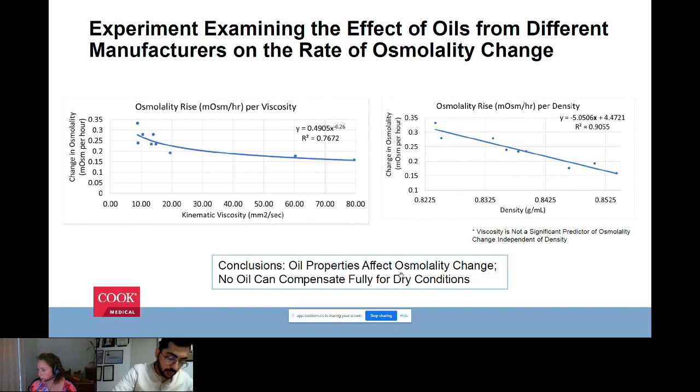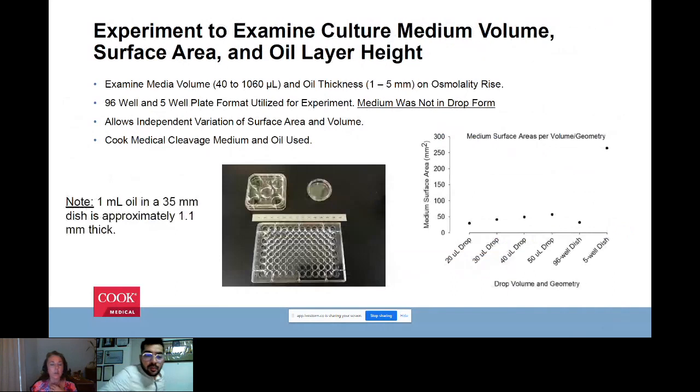While media preparation oil is exposed for a long time at room temperature, does it affect embryo formation? Okay, so if you do take too long to prepare your dishes at room temperature, it does actually have an effect, but it does depend also on the surface area, which is also what we looked at. So that's where this experiment came into place. We tried to examine the culture media volume, surface area, and oil layer height. So we examined media volume, 40 to 1,060 microliter, and oil thickness, 1 to 5 milliliter, on osmolality rise.